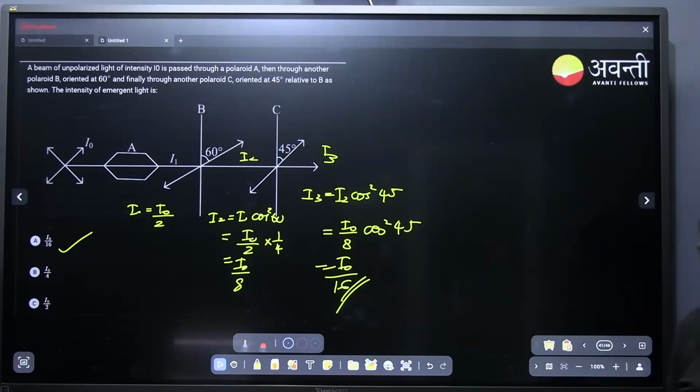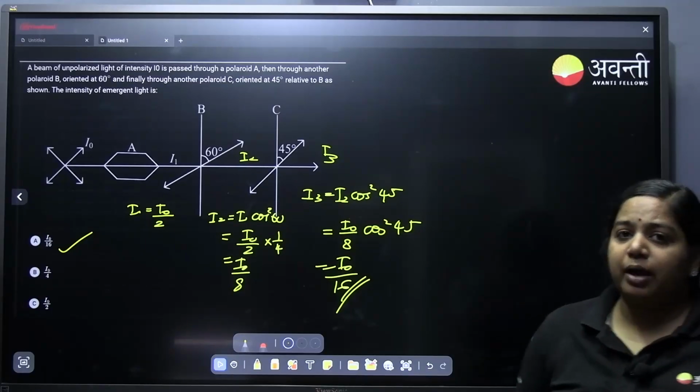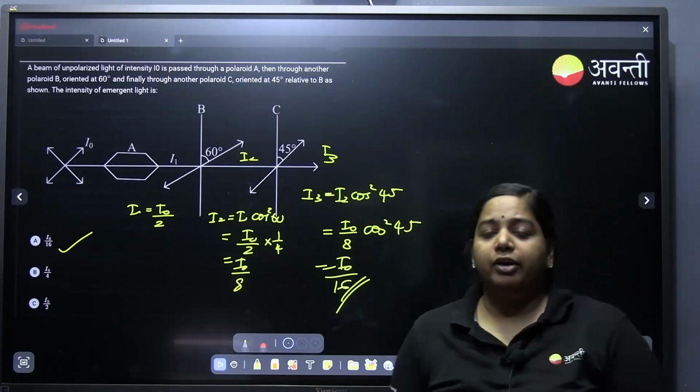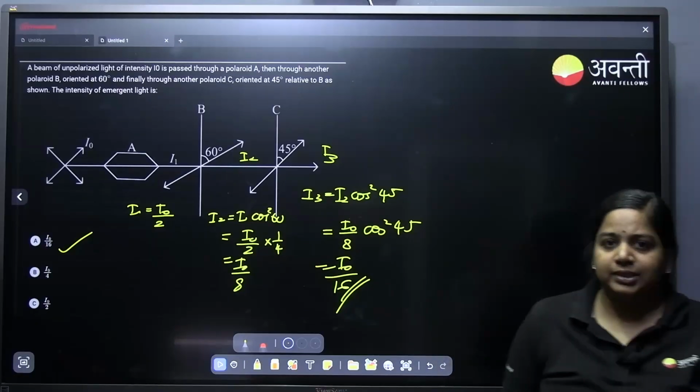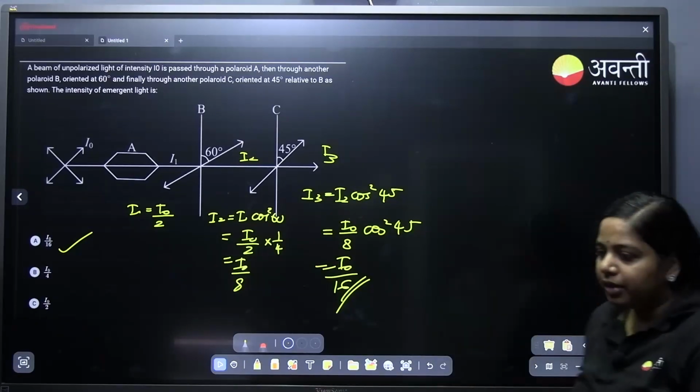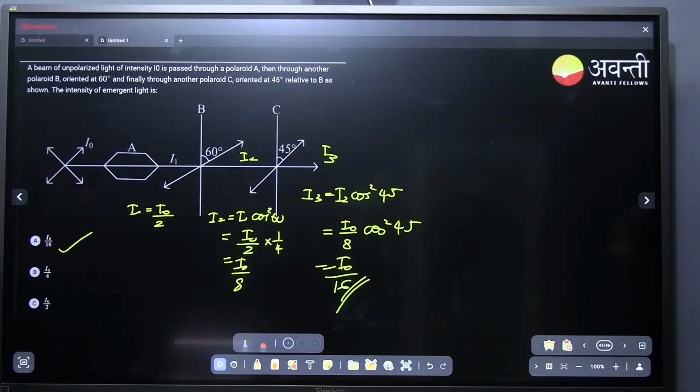Okay, we did so many questions on polarizer and analyzer. I hope you will be able to solve such questions in the exam also. I think we can move to the next question then.